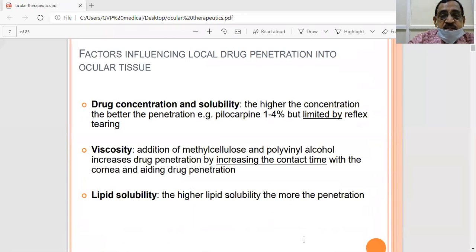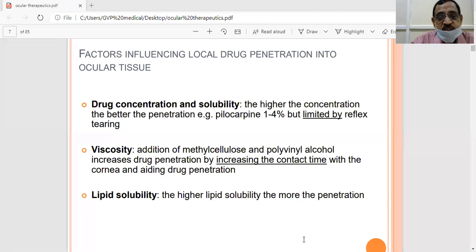Okay. Factors influencing local drug penetration into the ocular tissue depend upon drug concentration and solubility. The higher the concentration, the better the penetration. But pilocarpine 1 to 4% is an example. With the 4% drug the concentration will be more in the ocular tissues, but the action is limited by reflex blink and tearing because of the pilocarpine.